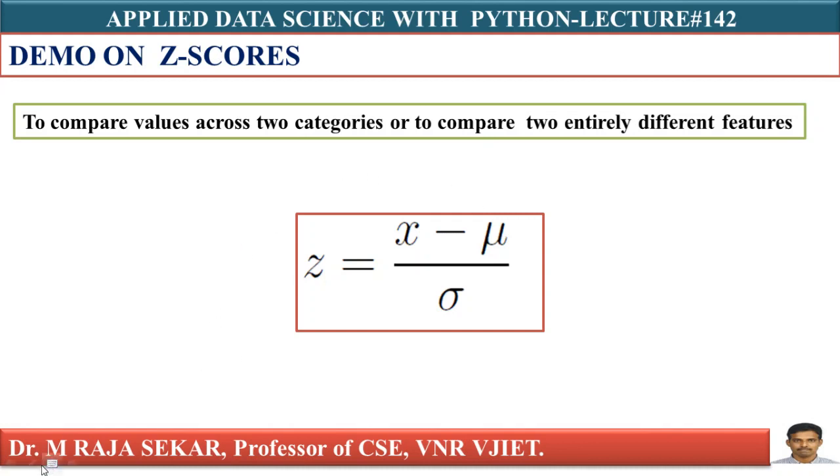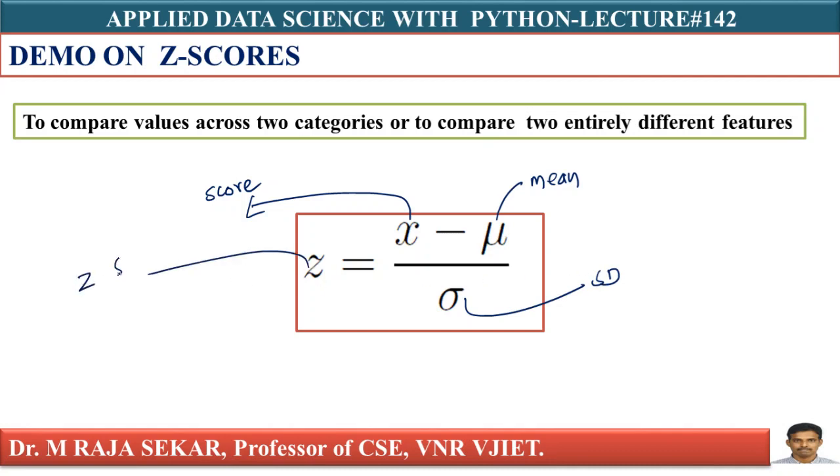What is my Z-score? This is the formula. X can be written as score, mu is mean, and sigma is standard deviation. This is my Z-score. We discussed a lot on this formula. We have solved so many problems on this particular formula. Just refer to my previous lectures.